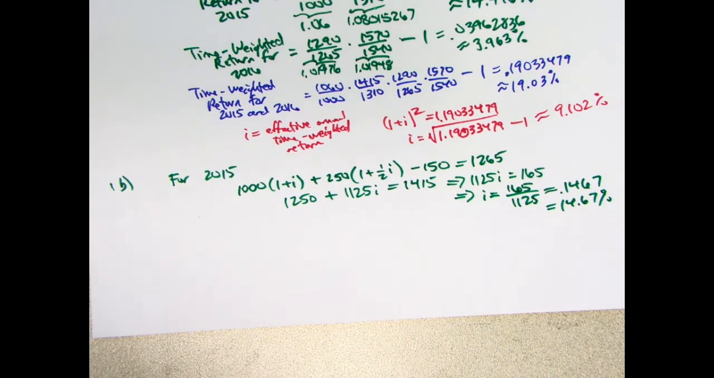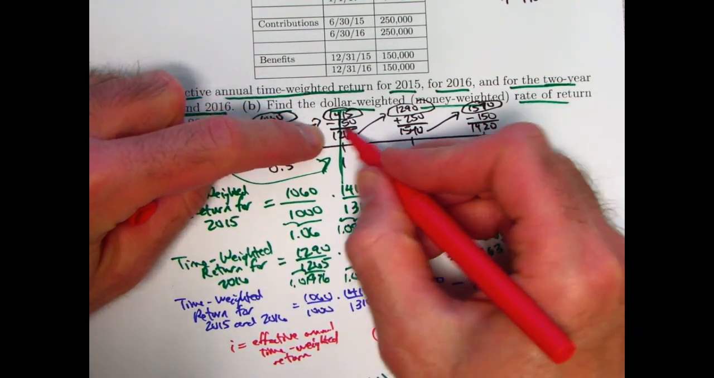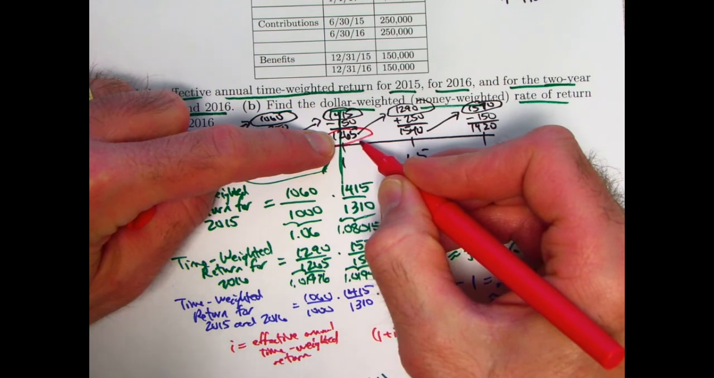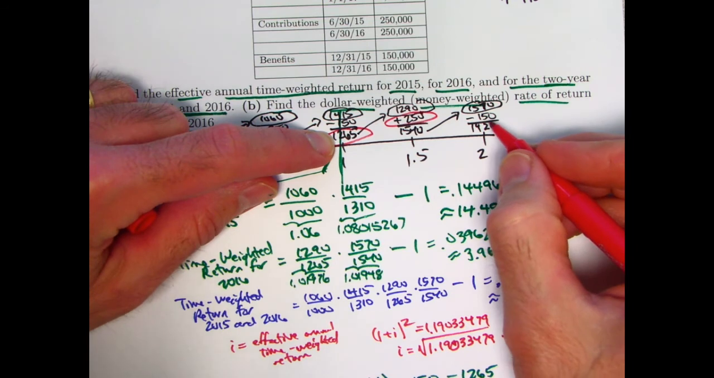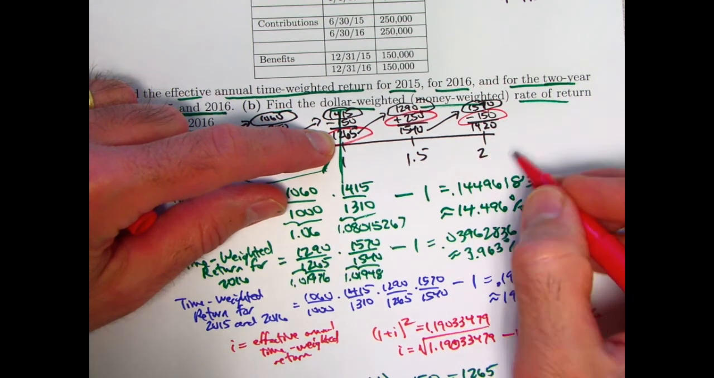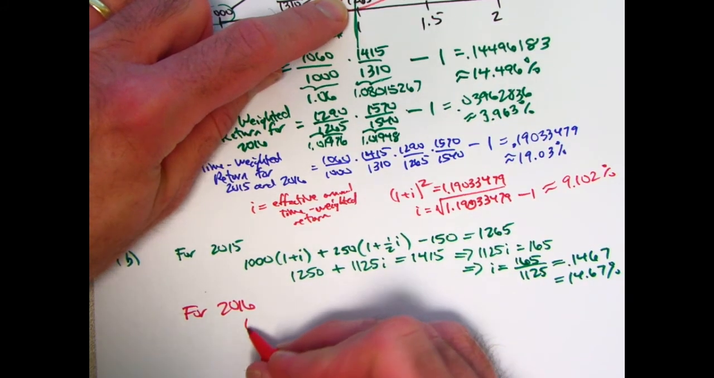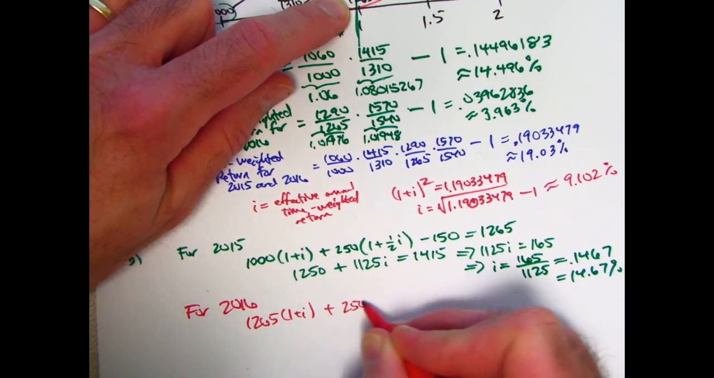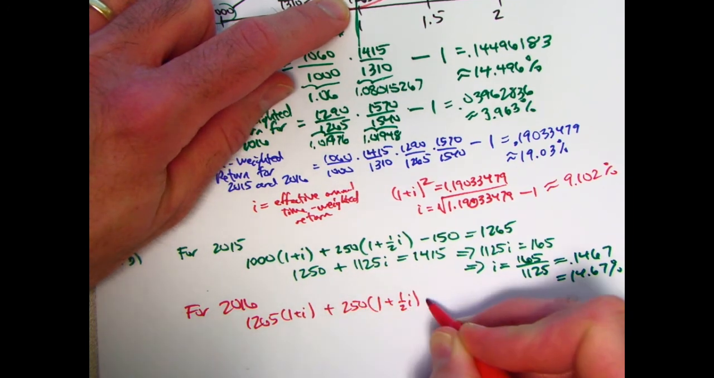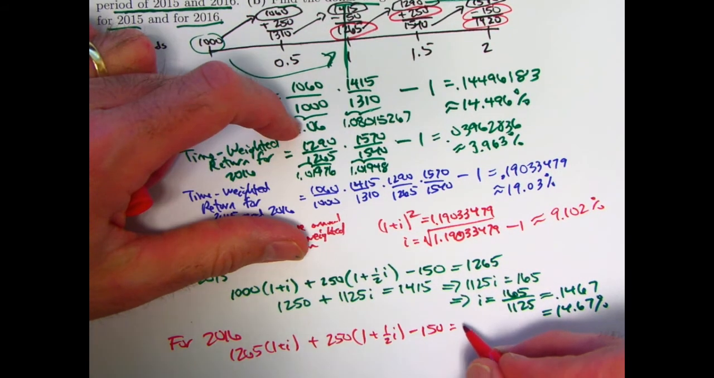For 2016, the balance at the start of 2016 is 1265. We got a contribution of 250 at time 0.5 for that second year, a withdrawal of 150 at the end of that second year, and a final balance of 1420. So a similar kind of equation: 1265 times 1 plus i, plus 250 times 1 plus 1/2 i, minus 150 gives the final balance of, again, 1420.